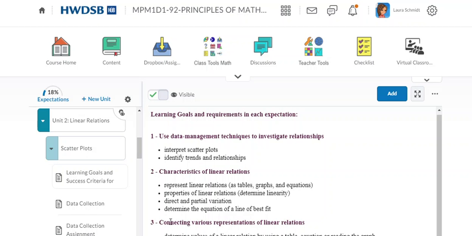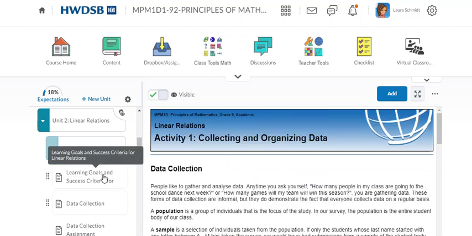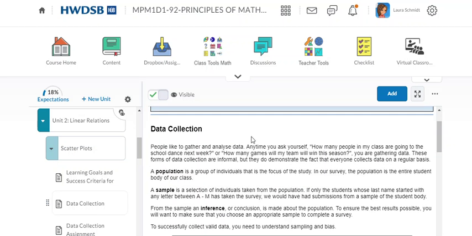We're going to determine an equation of the line of best fit. And I know you can't really read this number 3 thing, but we're going to connect various representations like tables, equations, and graphs. And that's our plan for this unit. So it's a bit text heavy here, which I know some people prefer. So there you go.